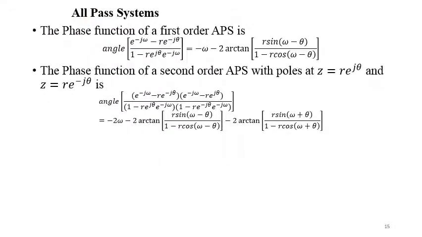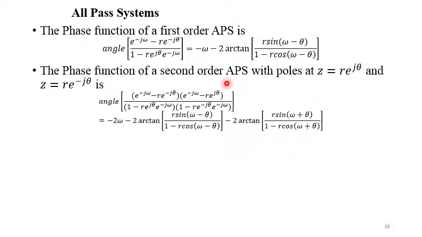The phase function for the first order all-pass system is defined as the angle of this, the system function. So the argument or angle of this is equal to the numerator angle minus the denominator angle. The numerator angle equals minus omega. So we have minus omega minus 2 tangent inverse of the imaginary part over the real part.